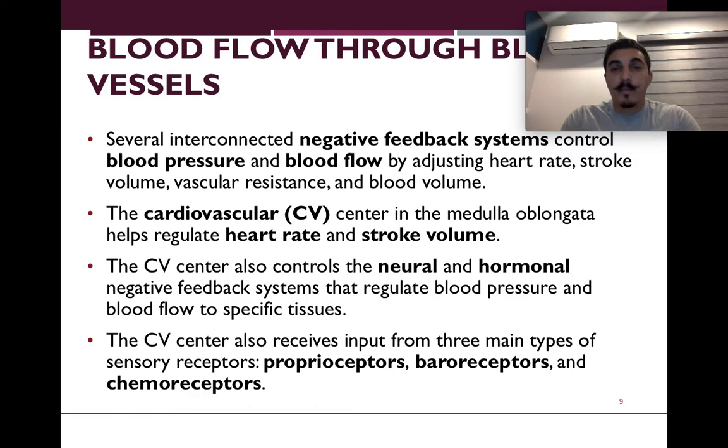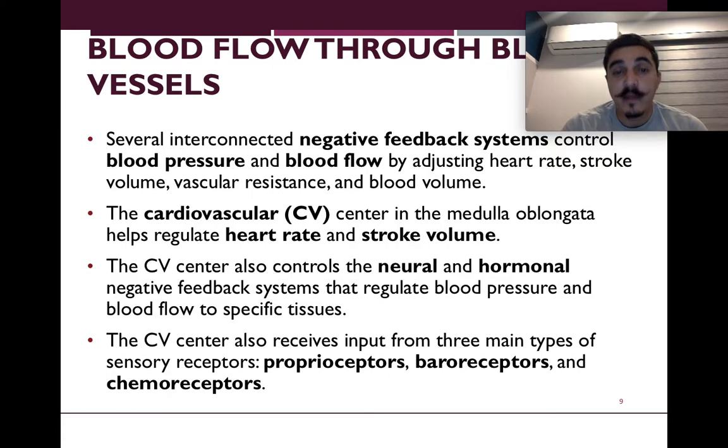The blood pressure or the blood flow is controlled by negative feedback systems. We've seen those already in all kinds of different chapters in the book. Something is happening and we need to fix it or reverse whatever is occurring, and that's a negative feedback, to make it stop or change it. They adjust the heart rate, or the rate of that pumping, the stroke volume, the resistance, and the blood volume as well.